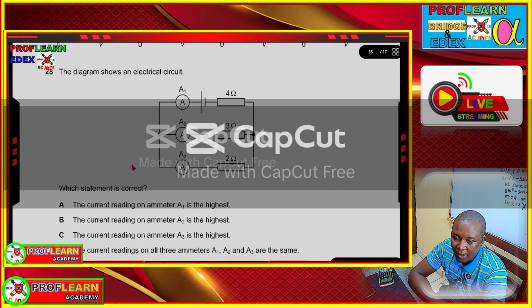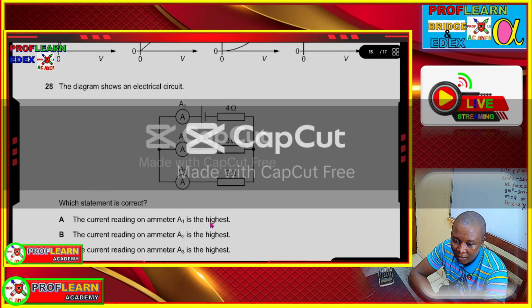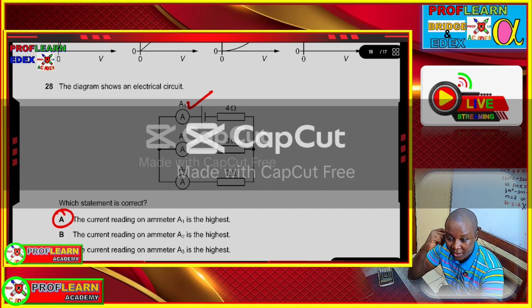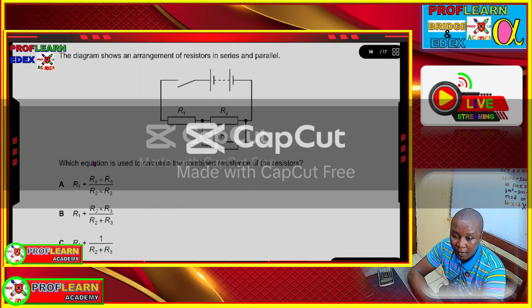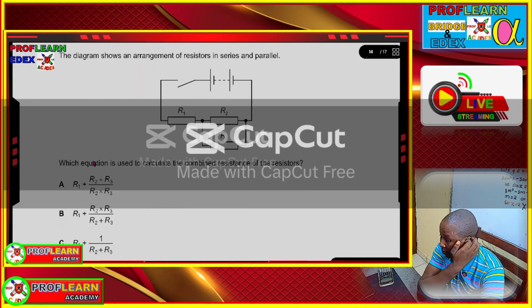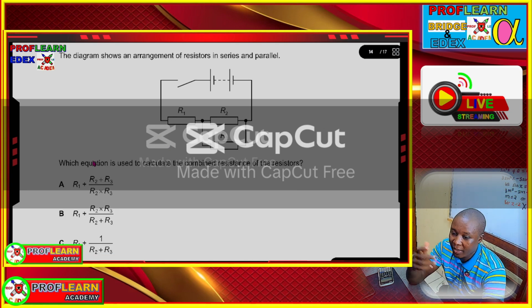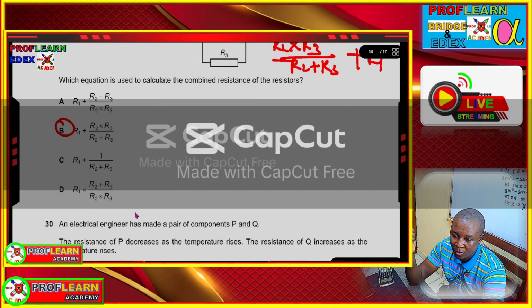And then the diagram shows a circuit, and which statement is correct? The correct statement here is that ammeter A has the highest reading, because the reading for ammeter A is the reading of A2 and A3. You add them together, so remember that. Then we have the connection here. This connection is going to give us a parallel combination, which is going to be B.